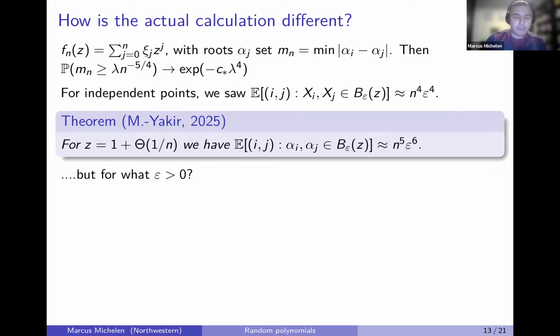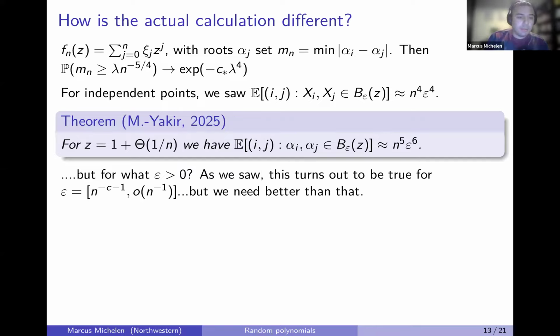Okay, so going back to this, we do have repulsion for the roots here, in that the behavior of having 2 points in here is different, but it's not totally clear for what epsilon right off the bat something like this is true for. And this is where it becomes a bit more technical. We saw this is always true as long as I'm just a little bit less than 1 over n, and polynomially less for a small polynomial, but we actually need something a little bit better than that.